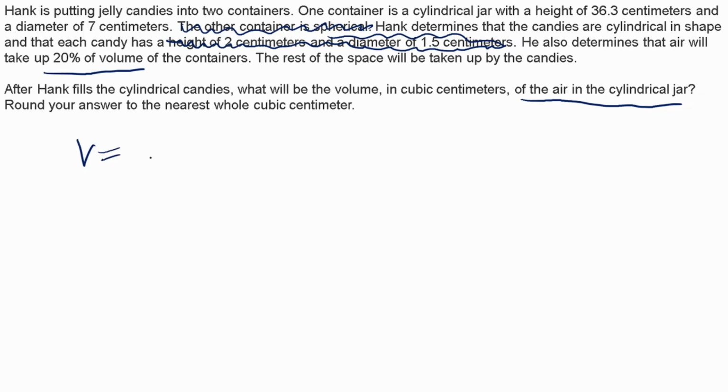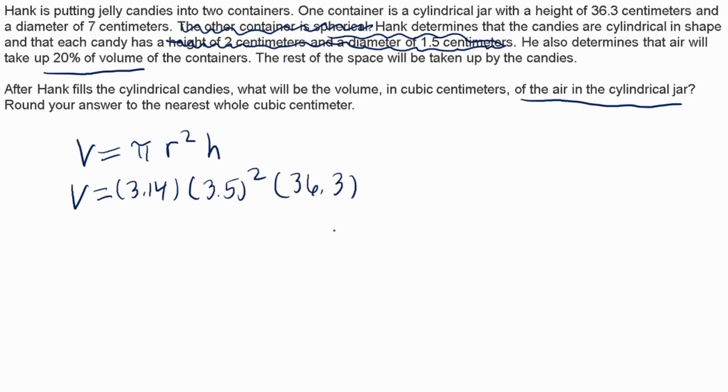And our volume formula here is for a cylinder, which is pi r squared h. Now, we know that pi is 3.14. My radius, well, we're given the diameter. So we have to cut that in half. So we get 3.5 squared. And then my height, which is 36.3. So we get 3.14 times 3.5 squared times 36.3.